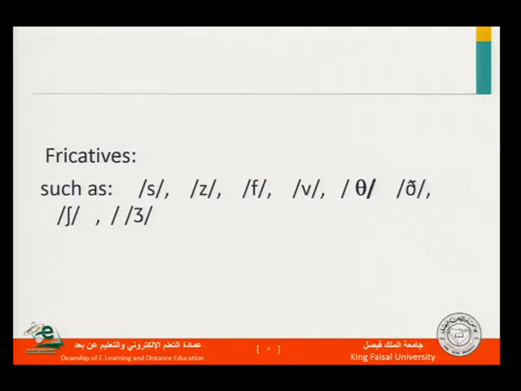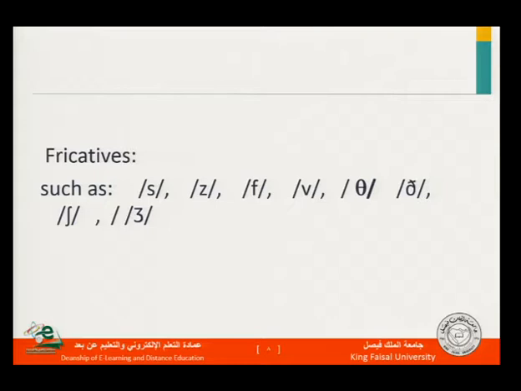Now we have fricative sounds. Fricative sounds means that the air is not completely stopped. It is stopped, but only a little bit. We have a gap between the articulators that allows the air to go. It allows it to go. We do not stop it completely.